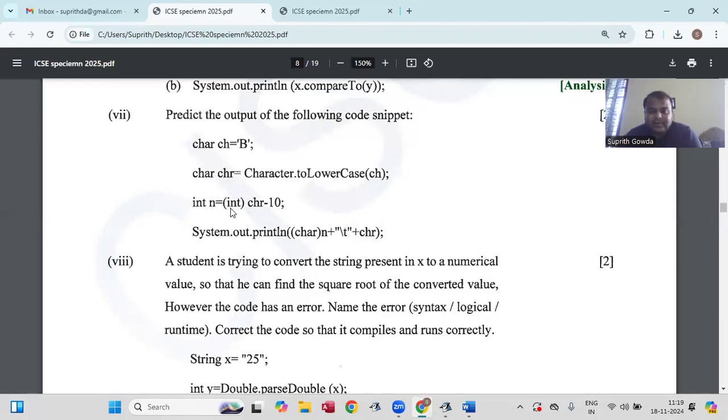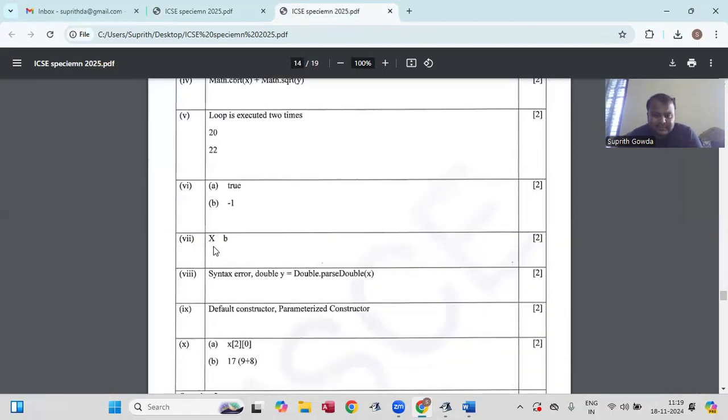98. And integer n: here you are doing explicit conversion, integer of character. The value of n becomes 98 minus 10, which is 88. Right, so you are going to print System.out.print of character of n. Character of 88 is 'X'. Character of 90 is capital Z. X plus 5, space, character 'b'. So the answer given is capital X, 5, space, b.